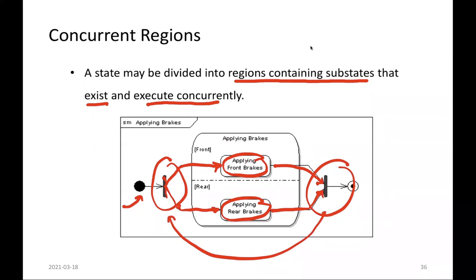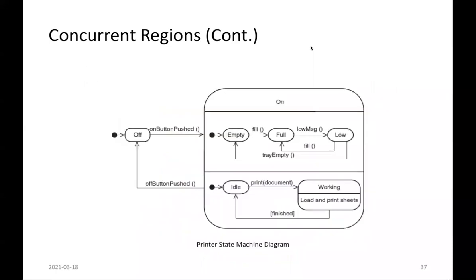So back to the example, again, to continue this example on the concurrent region, especially for the printer, we can see that the on state could have actually two concurrent regions. The first one is doing a checkup on the papers. First, we have the tray empty.